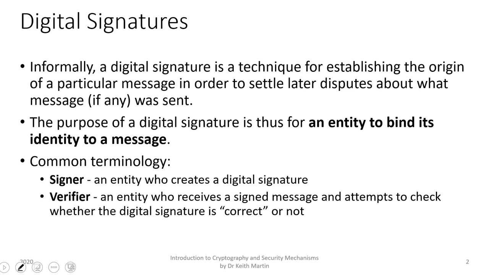So when we think about digital signatures, we can think of them in many ways as analogous to what we do with normal signatures on paper. So why do we use normal signatures on paper? One of the main purposes is to prove that a person who says they are that person is that person. So it is a way of proving identity.